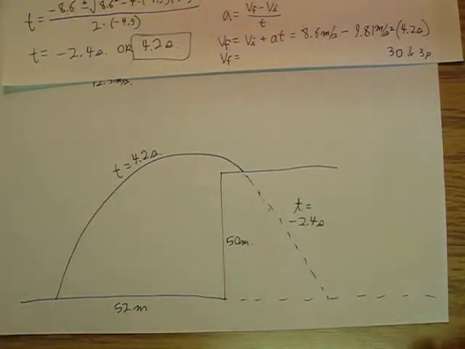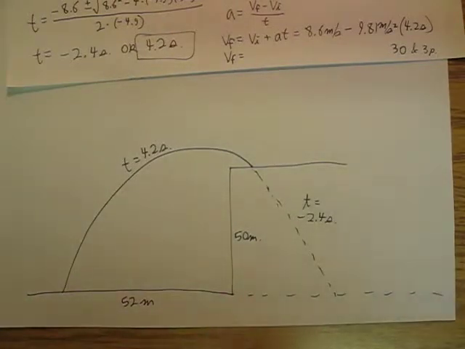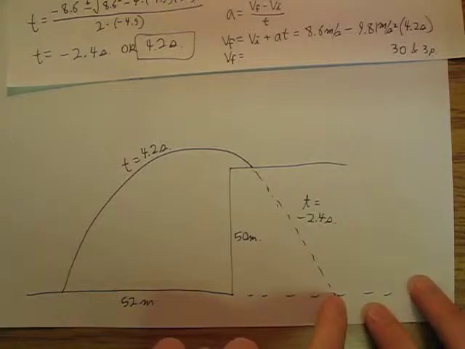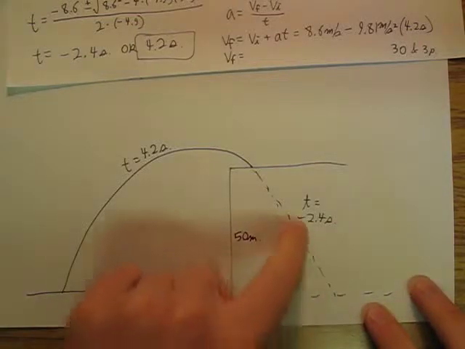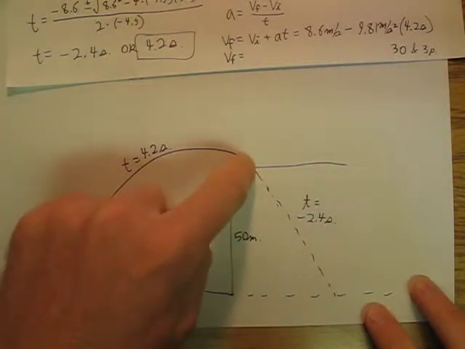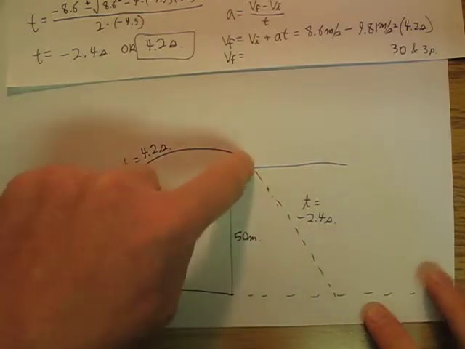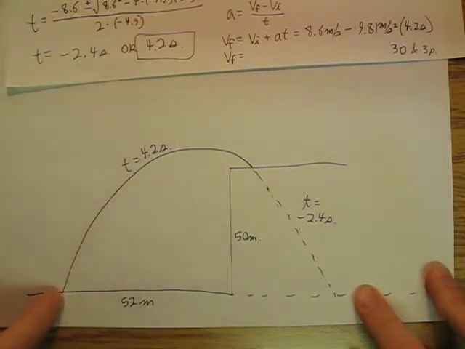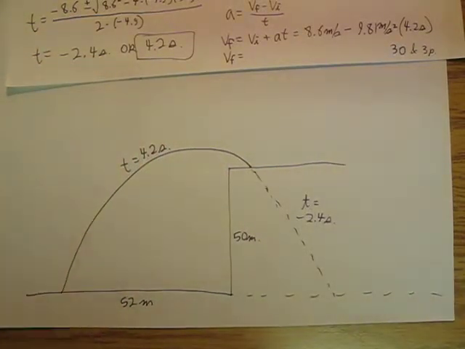Imagine if you were sitting on a level field and you threw it from this point, and then you measured how long it took to get to this point. It would take 2.4 seconds to get to this point, and then would take another 4.2 seconds to get to that point. Okay, that's all I'm going to say for this video.